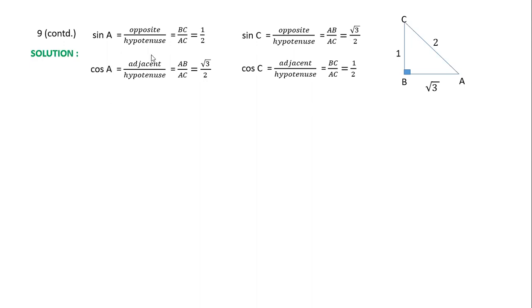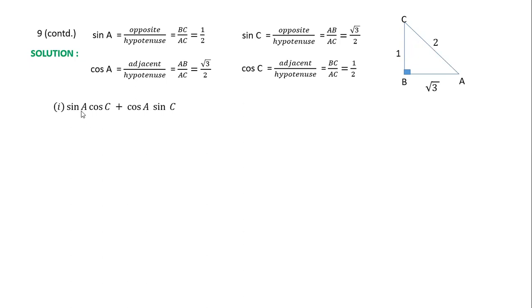Now we have calculated. So be careful with the opposite and adjacent when you are taking angle A and angle C. Opposite here is 1 and here the opposite is root 3, because with respect to this angle, opposite is root 3. And with respect to this angle, opposite is 1. And with respect to this angle, adjacent is root 3. And with respect to this angle, adjacent is 1.